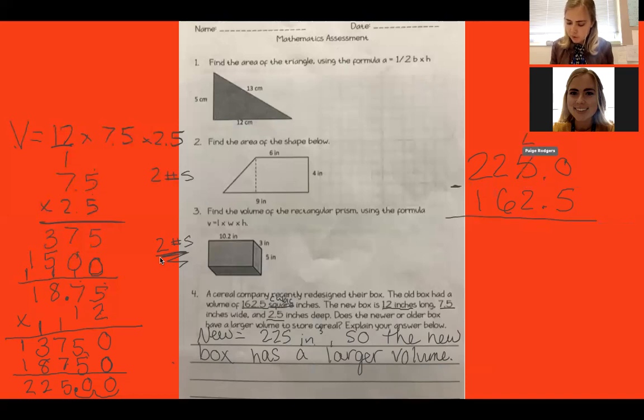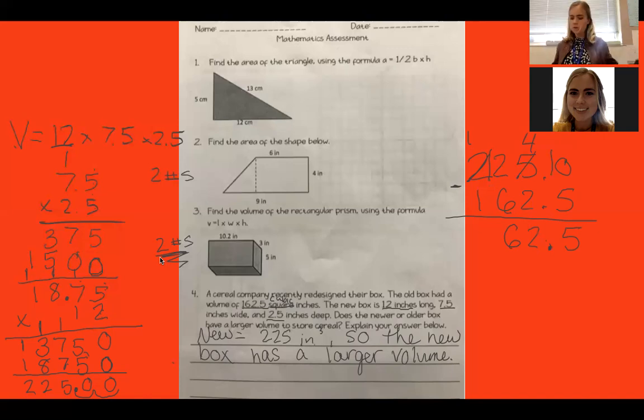We're going to have to borrow a 1. 10 minus 5 is 5. Bring down the decimal. 4 minus 2 is 2. Borrow. 12 minus 6 is 6. 1 minus 1 is 0. So it is, did we mess up there?